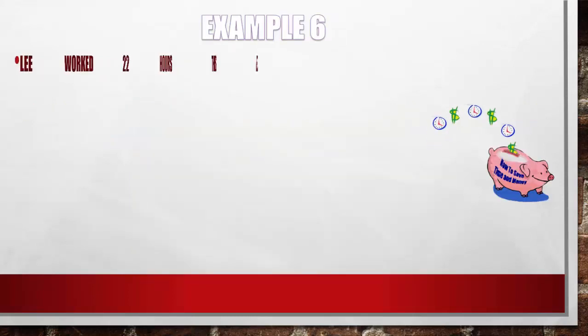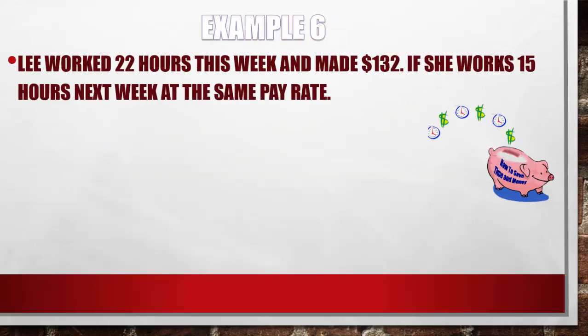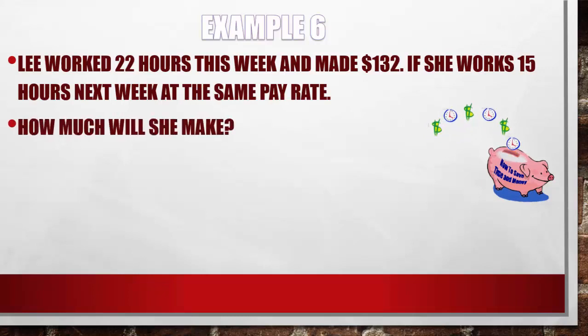In example number 6, Lee worked 22 hours this week and made $132. If she works 15 hours next week at the same pay rate, how much will she make? This is an application of the ratios that we showed in example number 5. So let's go to the whiteboard and see how we could figure out how much she will make if she only works 15 hours next week.